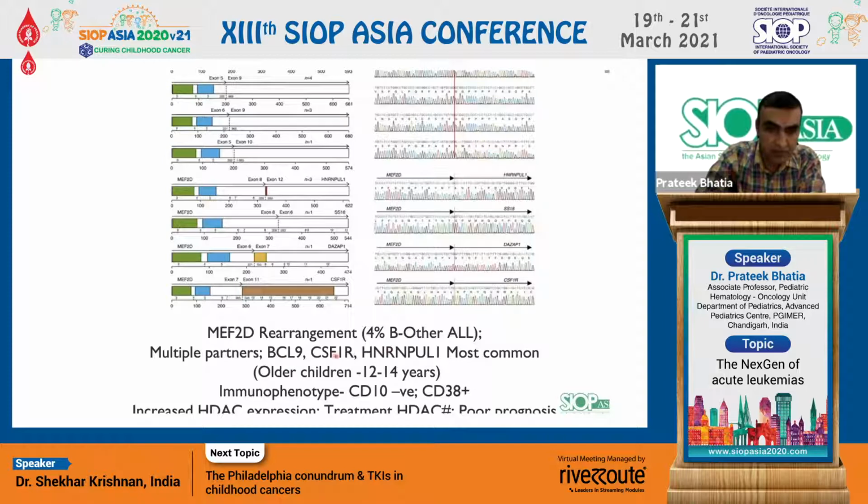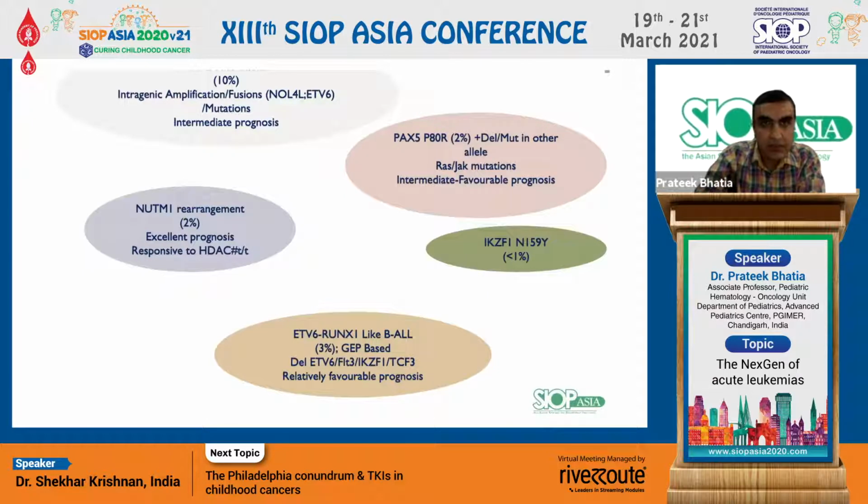The MEF2D subgroup has the poorest prognosis. It also has different known partners. Immunophenotypically, it's again CD10 negative and CD38 positive, and shows increased HDAC expression, so it can be targeted with HDAC inhibitors. The other novel B-ALL subtypes are as follows: PAX5 alterations or intragenic amplifications, these two point mutations, and the other rare rearrangements or gene expression profiles.